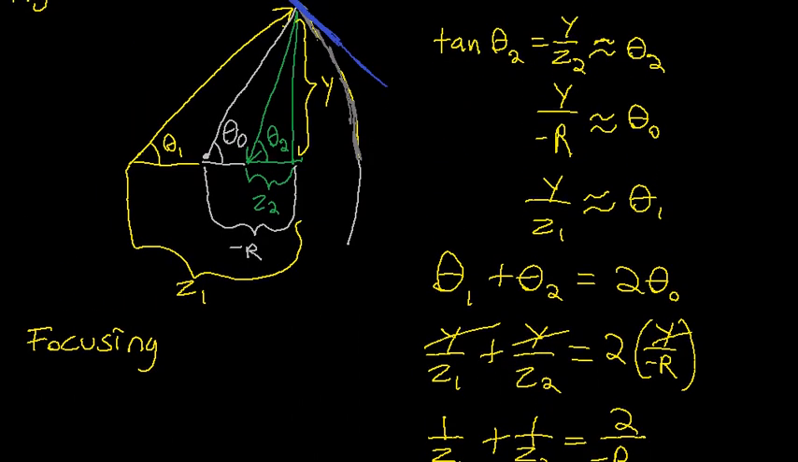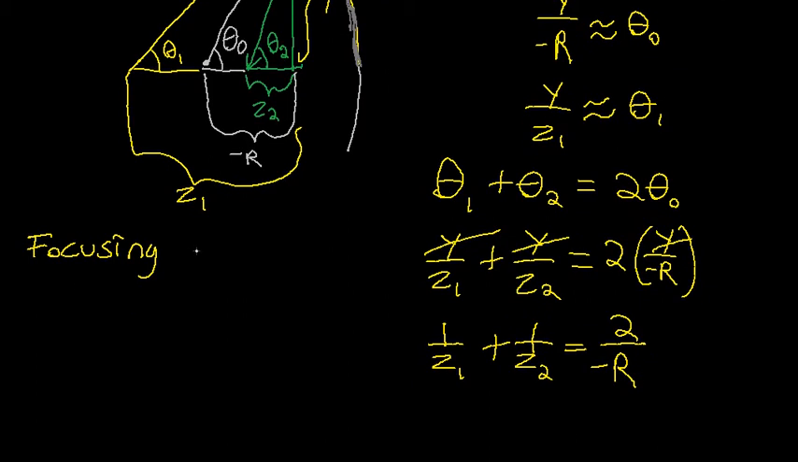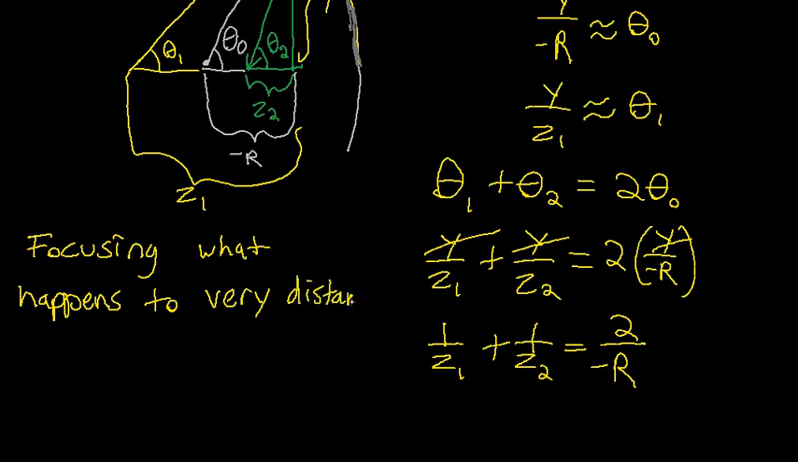And focusing, the idea is this. We say that the original ray comes from this distance. Well, in focusing, we're going to say that this ray comes from a very, very large distance. And then we want to see what happens to that ray. That's basically the definition of focusing: what happens to very distant incoming rays. So we're going to use this equation to figure that out.